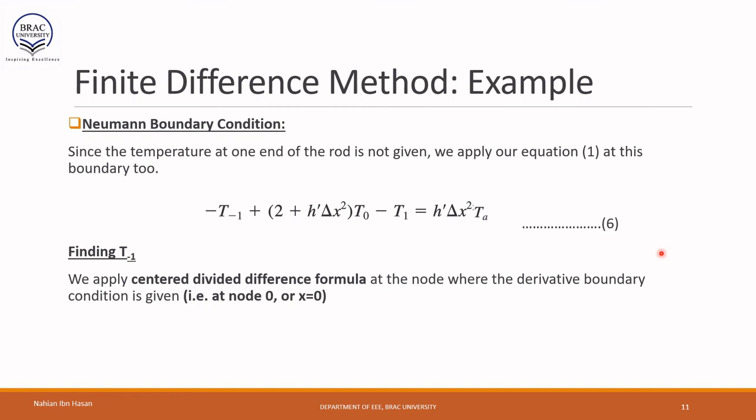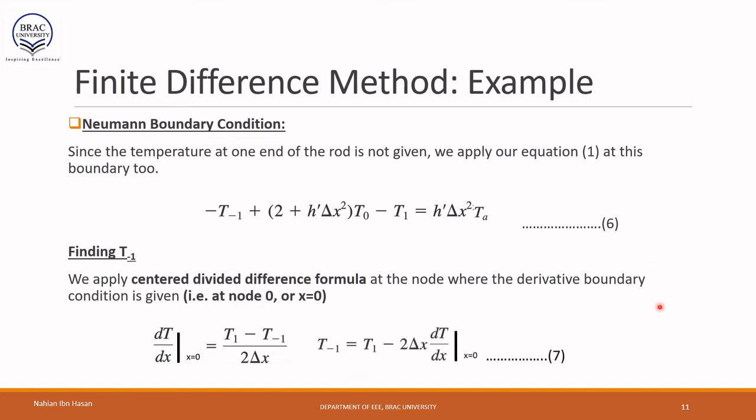If you remember, we can use the central divided difference formula from lesson 4. The central divided difference formula can be denoted something like this. So this is the differential term at the initial boundary, that means the changing boundary condition, and at that boundary we can easily apply the central divided difference formula, which looks something like this. So you can easily manipulate this formula to get the value of T minus 1. To calculate T minus 1 you need to know these values.